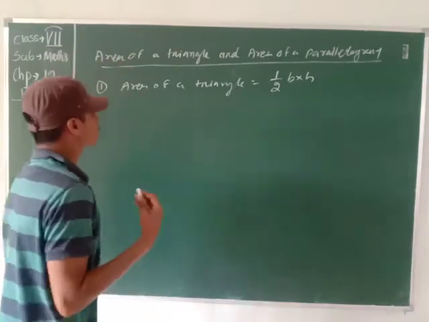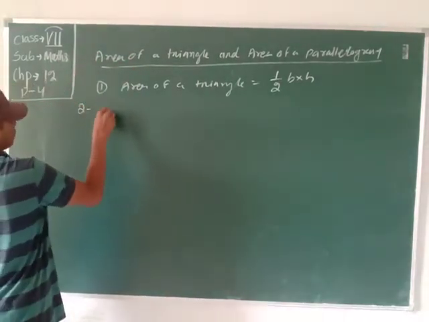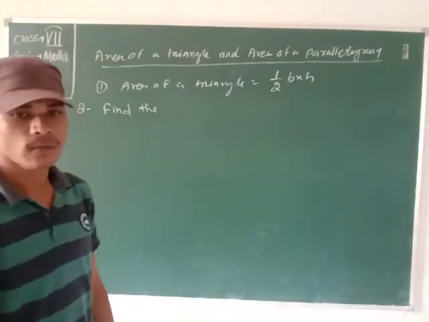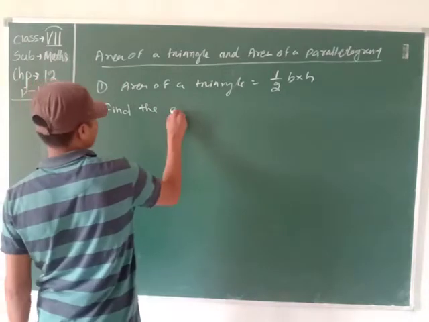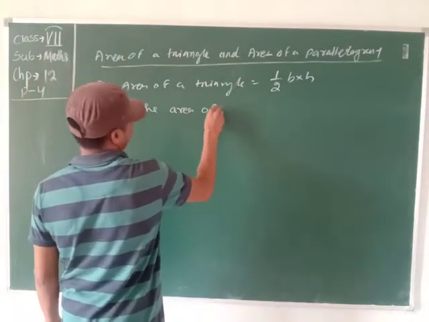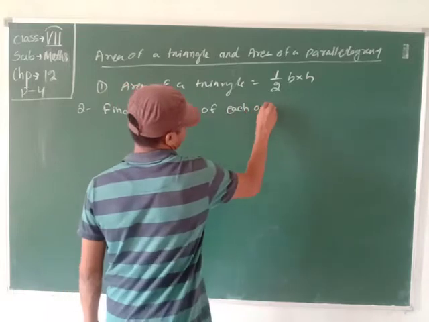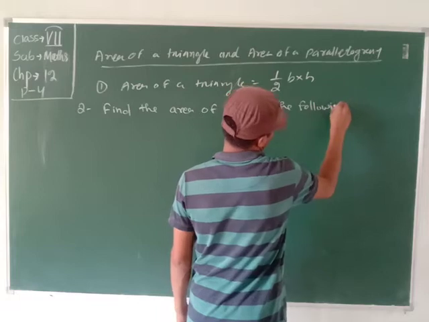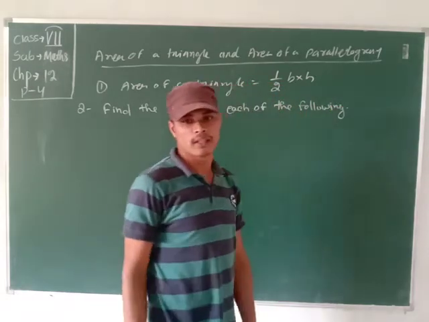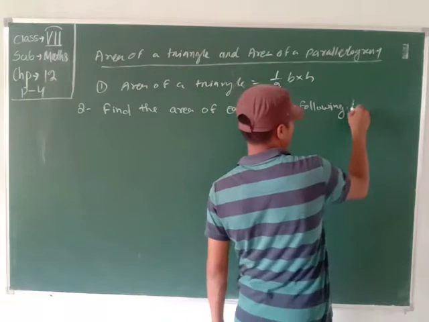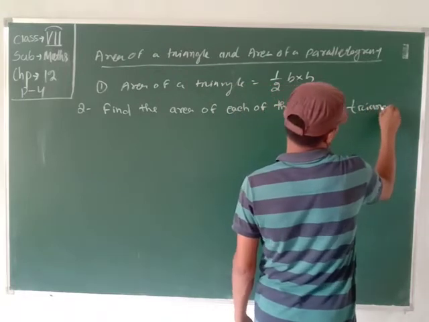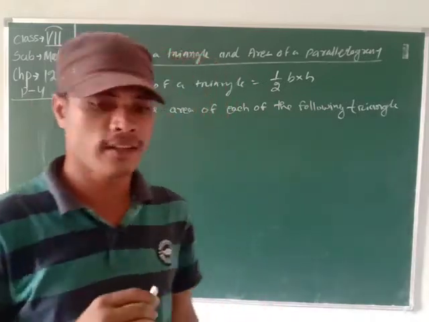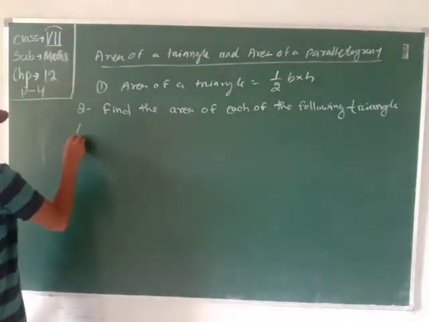Now here we say: find the area of each of the following. That means the area of the following triangles. Different types of triangles are given. Then how can we find the area of the triangles? See, here is the question.